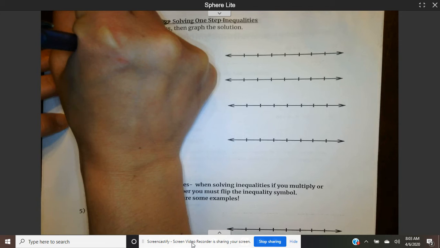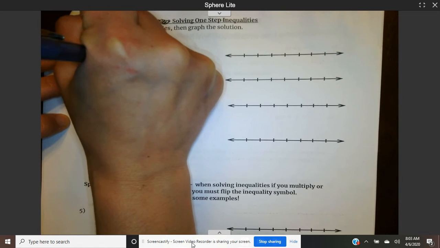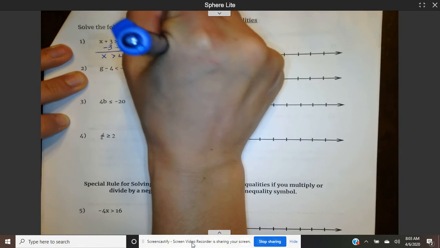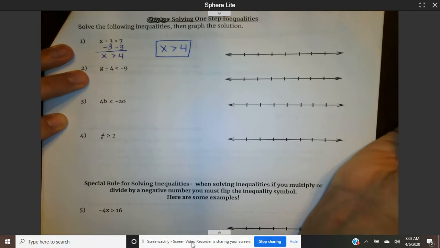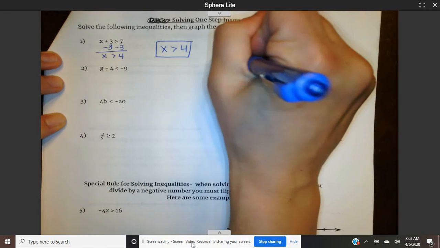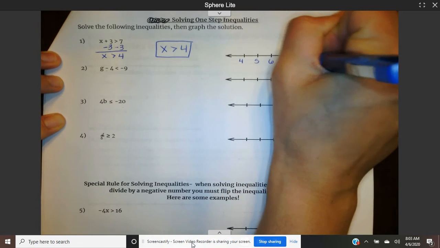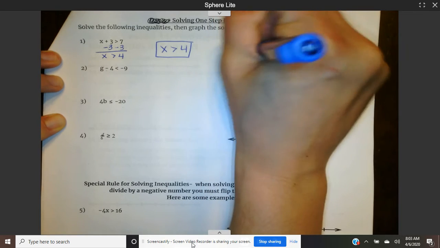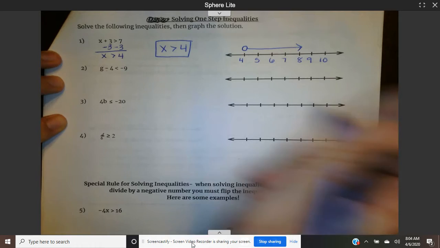The opposite of adding is subtracting, so I'm going to subtract 3. So x is greater than 4. This is my solution: x is greater than 4. Then I'm going to graph that like we did on the previous page. So 4, 5, 6, 7, 8, 9, 10. This is going to be open, and it goes greater than. Okay, let's try another one.